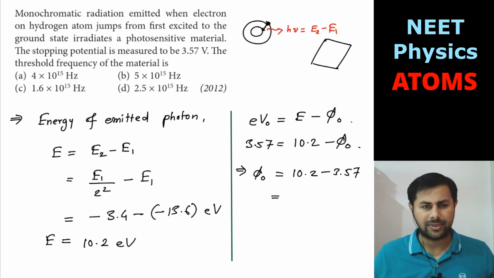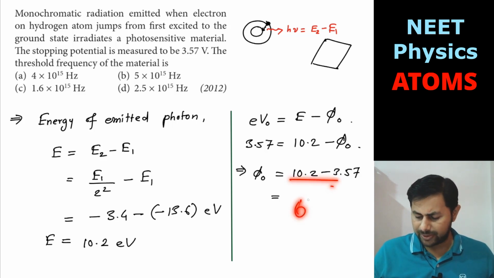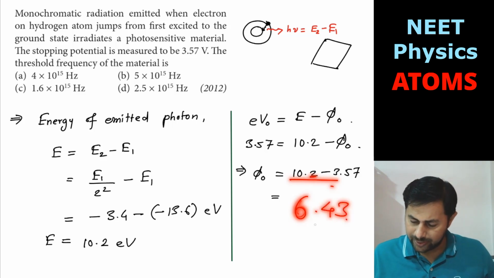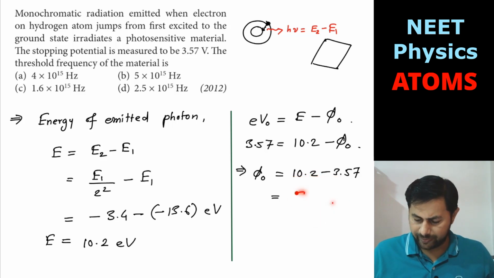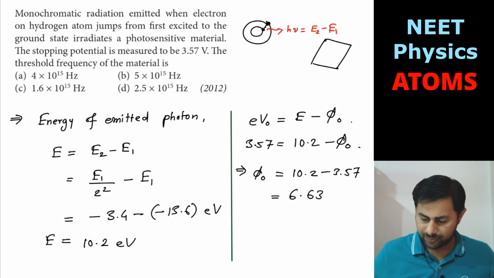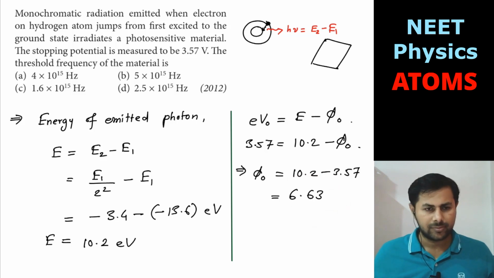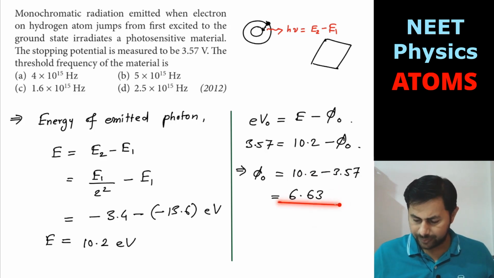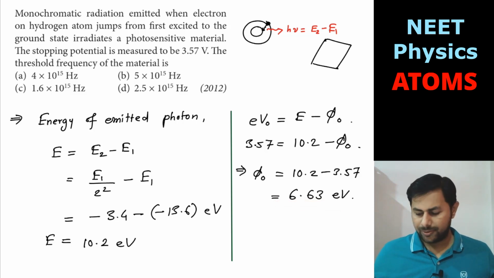10.2 minus 3.57 is 6 point something, 6.43, and plus this 2.2, so 6.63. Is it correct? 6.63, right? Yes, no, this is correct. Check my calculation. Okay, good.